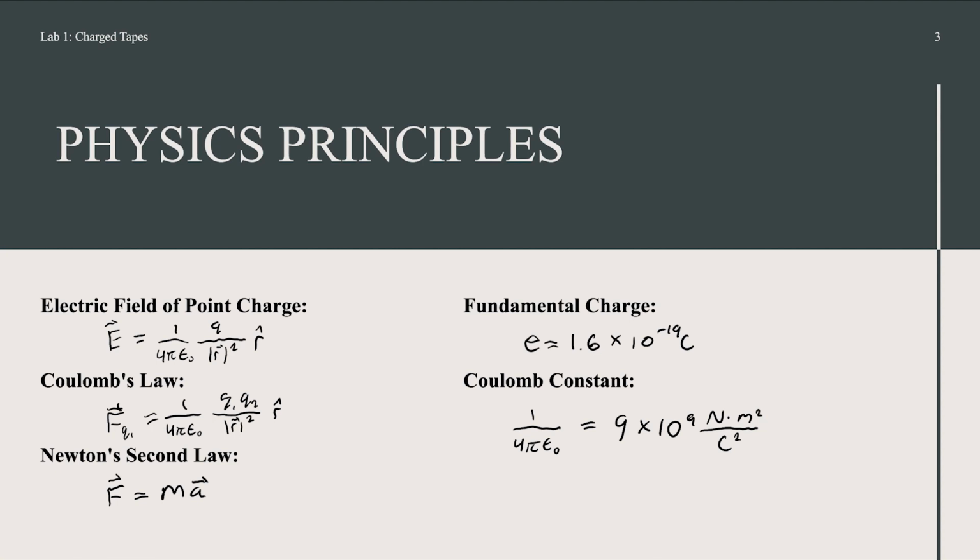Lab 1 covers all the major physics principles taught in lecture so far. They include Coulomb's law and hence the equation for the electric field of a point charge. During the experiment, the equation is manipulated to determine the tape charge. Newton's second law was also used to calculate the gravitational force on the charged strip of tape. On the right are the Coulomb and fundamental charge constants.